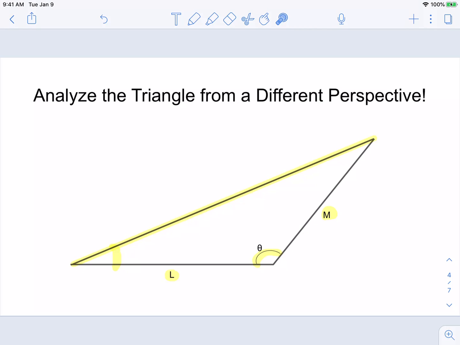I still want to solve for that long side of the triangle and the angle there. But what if I look at this triangle from a different perspective? If I look at this long line, what if I say that this long diagonal line could be the hypotenuse of a right triangle? Can you make a right triangle with that hypotenuse?